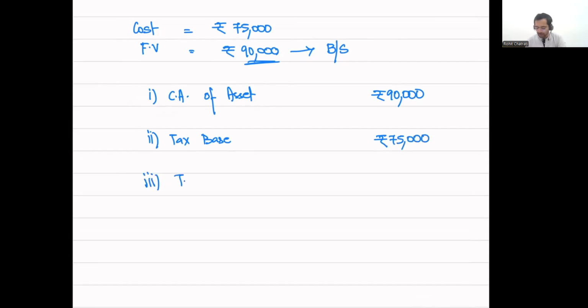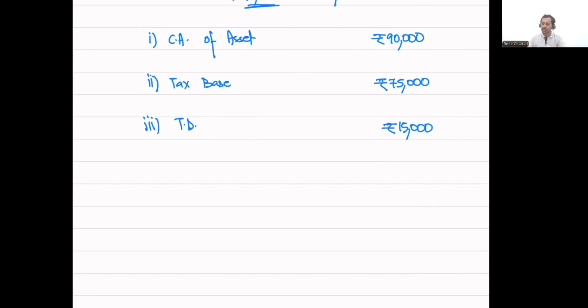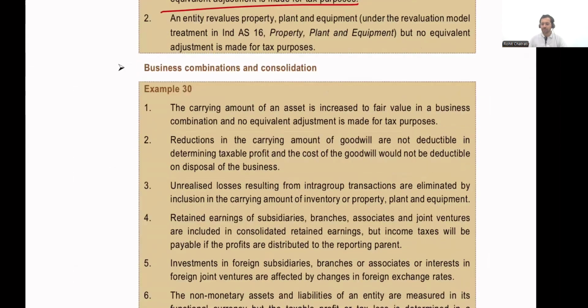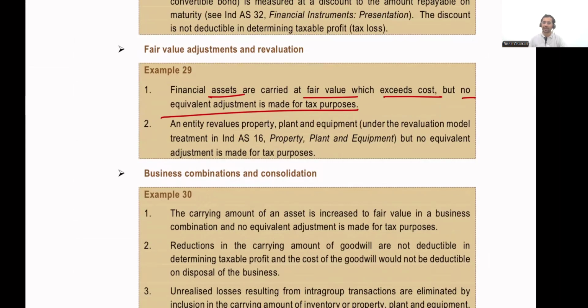Therefore, I am going to have a temporary difference of rupees 15,000, and this represents my future taxable profit. If my expected future sale proceeds are 90,000, against that I have a 75,000 deduction. Therefore, my future profit is 15,000, on which I recognize a deferred tax liability. So that was the first point under example number 29. Let's move to the second point.